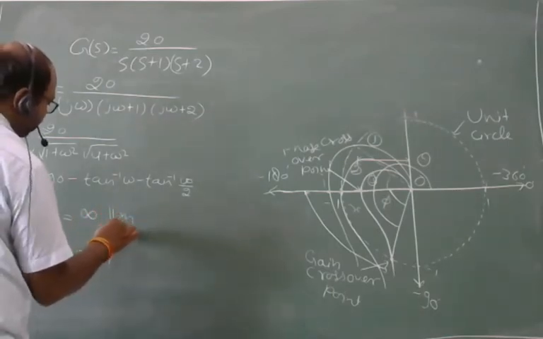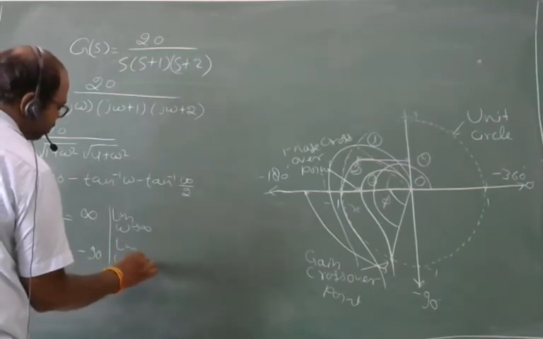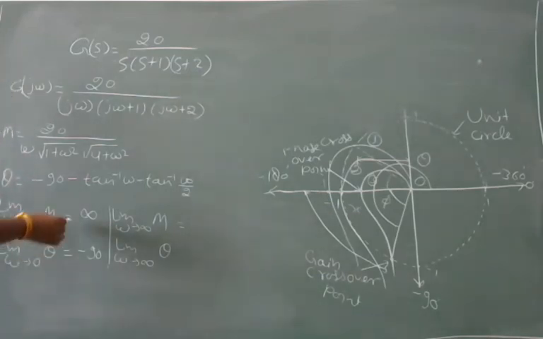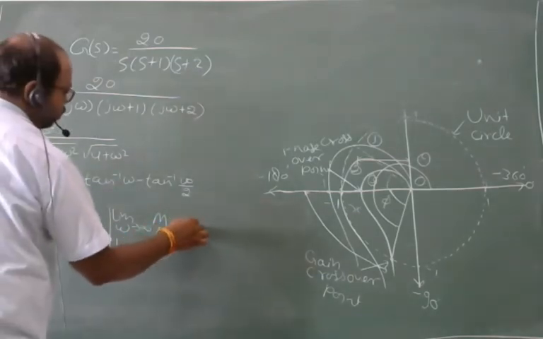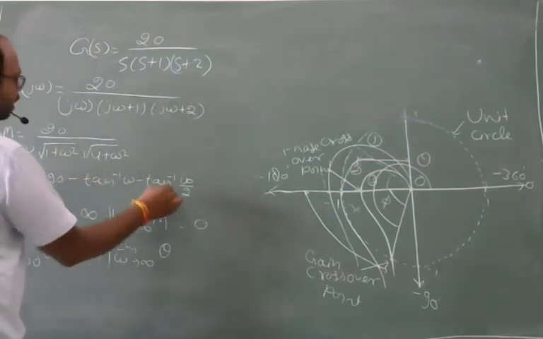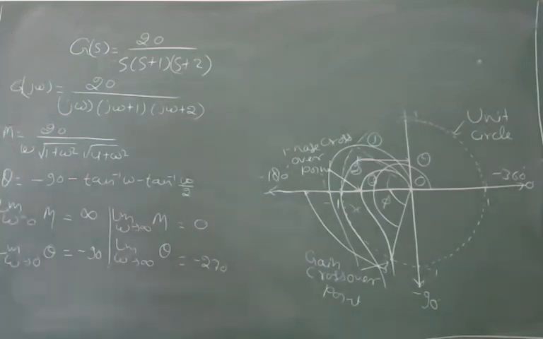Now the limit as omega tends to infinity. What will be the value of M and theta? As omega tends to infinity, M goes to 0. As omega tends to infinity, theta goes to minus 90 minus 90 minus 90, which is minus 270 degree, right? Minus 270 degree.